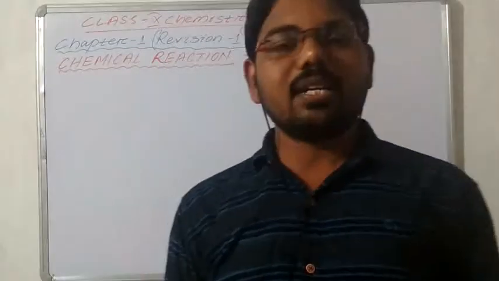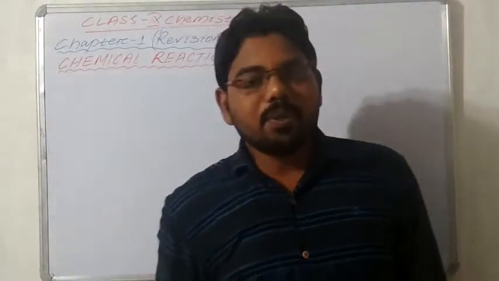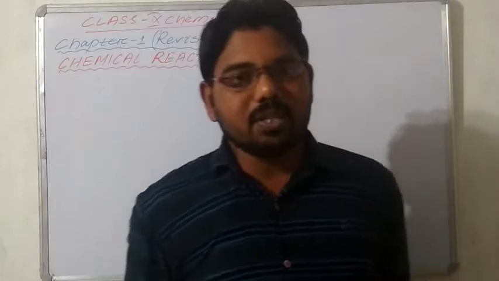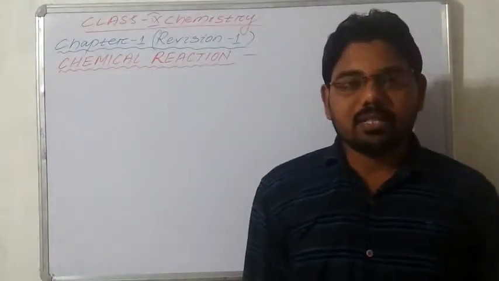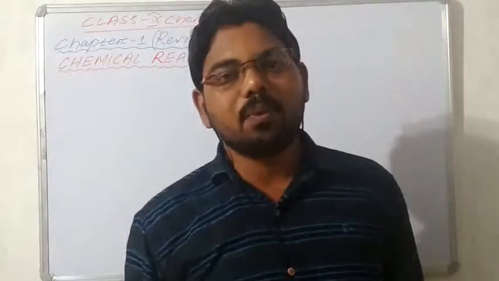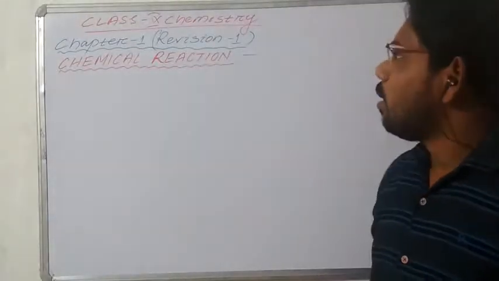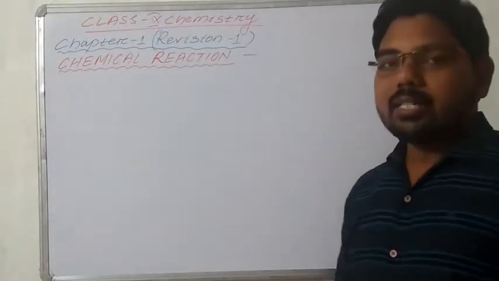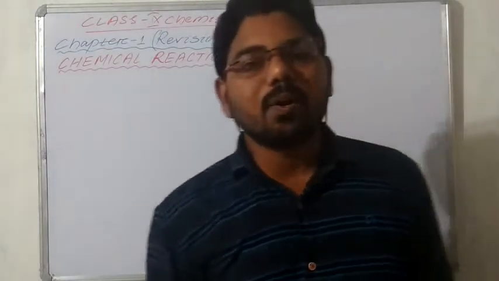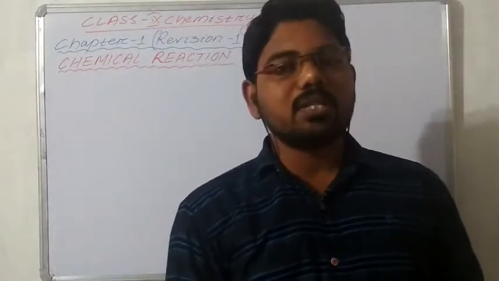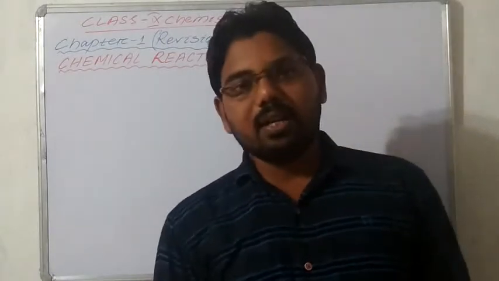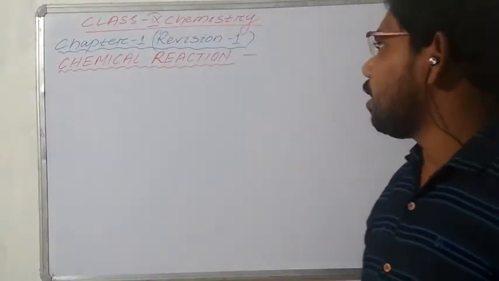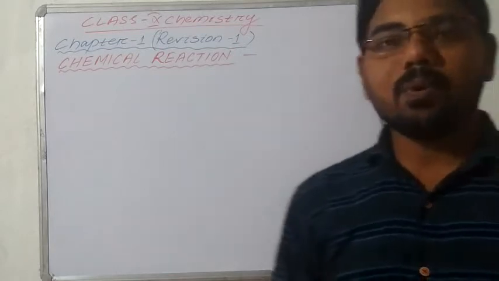Today we discuss class 10 chemistry. All of you know the CBSE has reduced up to 30% of the syllabus. So we are starting revision from chapter 1, the chemical reactions and equations. This chapter we have already completed, and some important questions and answers also. So again we are starting revision of this chapter. This is revision 1 of chapter 1.